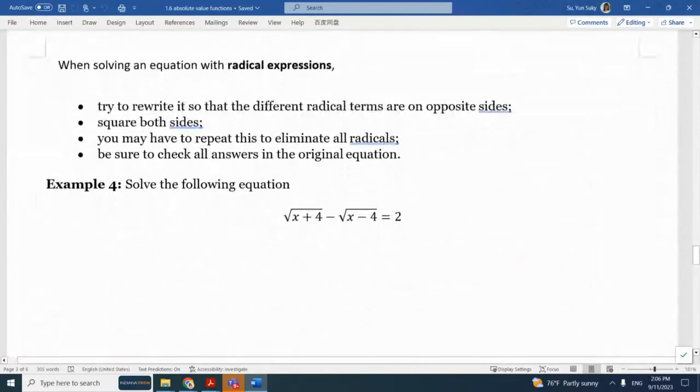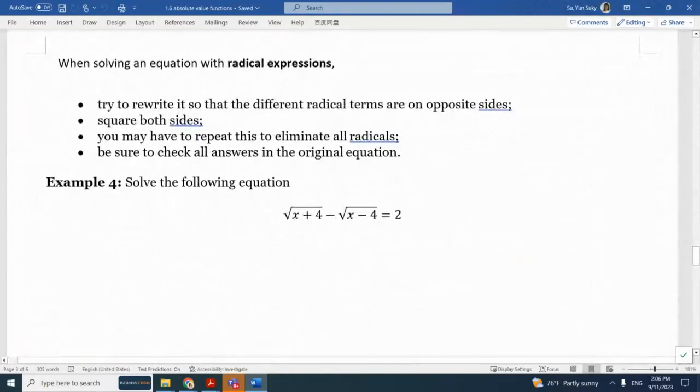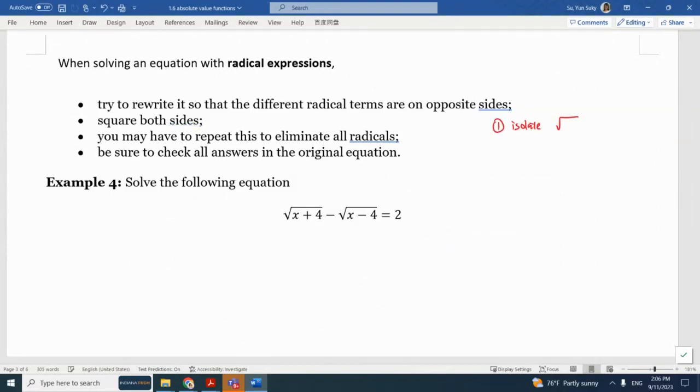All right, so last type of equations, radical expressions. Namely, we will solve problems with square roots. Okay? So, first of all, you want to isolate one square root term. So, let me put here one, isolate a square root term. There might be more than one square root term, but the first step, pick one of them to isolate. And then second one, square both sides.